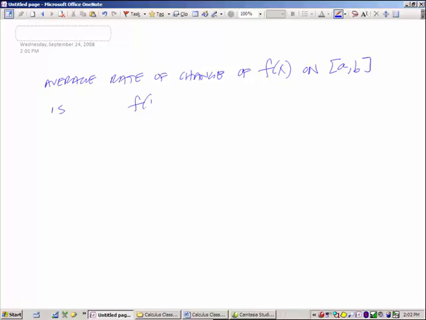is f of b minus f of a over b minus a, which looks a lot like slope, right? And at this point in your mathematical careers, that should make perfect sense. If someone says a rate of change, you should be thinking, oh, you're really saying slope about some graph. Is that all right? Okay.